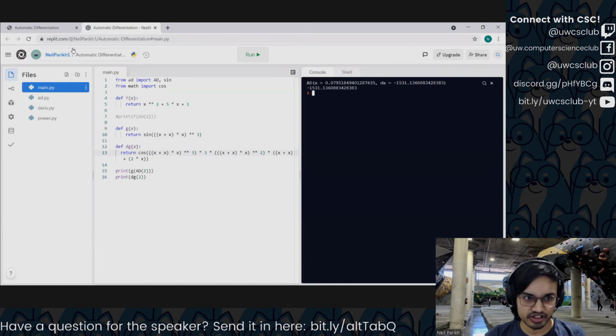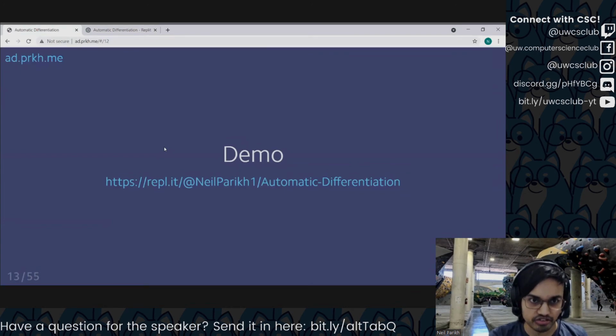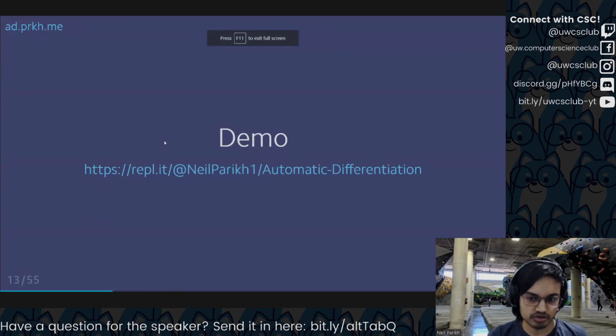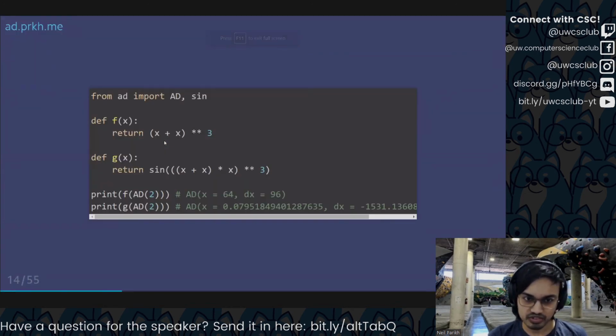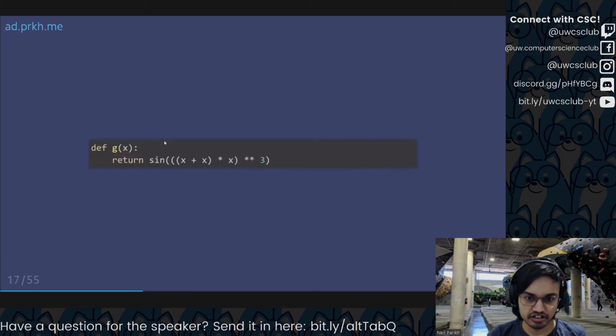When I first wrote this, I was blown away. Even though I wrote the code, I was blown away that it actually worked. Okay, so that's the demo. So how does this actually work under the hood? What is it doing to make this work? That's the code again. The core idea is the chain rule. So I'll go into a little more detail there. Let's use this example to understand how it works.